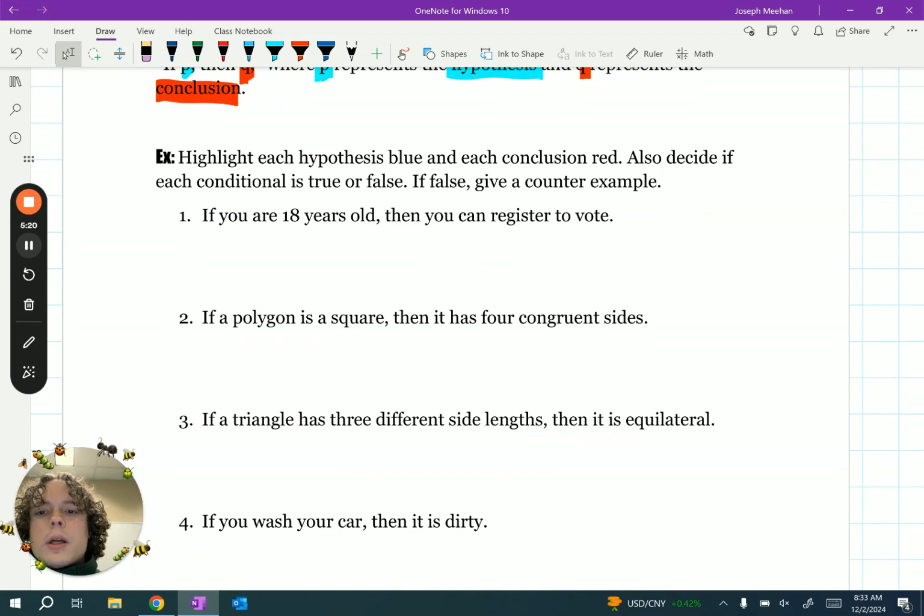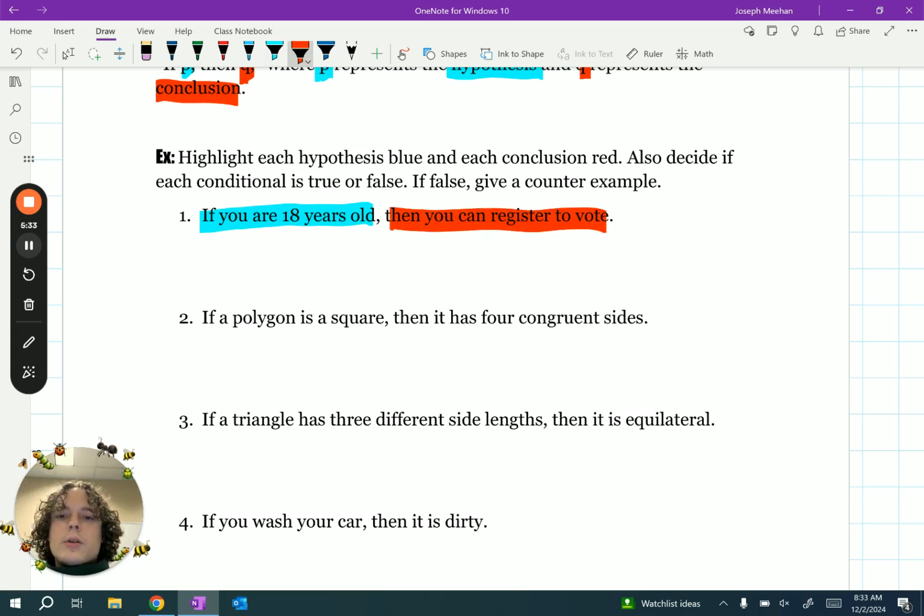So number one, it says if you are 18 years old, that's the if part, right? So the hypothesis is the part that follows if. Then you can register to vote. That has to be the conclusion. So if you are 18 years old, then you can register to vote. Is this true? Let's say you're in the United States, then yes, it's true, right? If you're not in the United States, then honestly, I have no idea. But in the United States, yes, that's true.